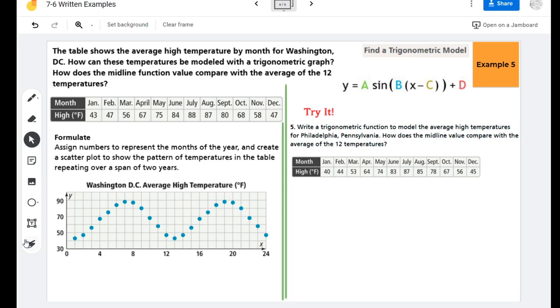So it says, the table shows the average high temperature by month for Washington, D.C. How can these temperatures be modeled using a trigonometric graph? How does the midline value compare to the average of the 12-month temperatures? Okay, so notice the first 12 months they graphed on here. Then they just cut it and pasted it. All right, so that's why there's two bumps with 24 points instead of 12.